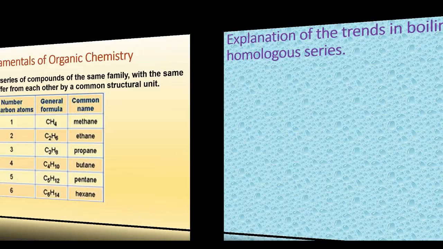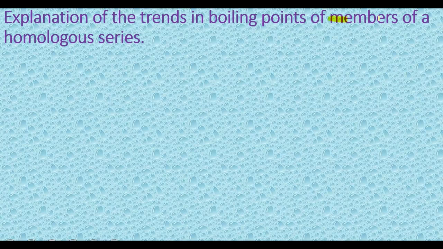Now we will look into the properties of the members of a homologous series. Before looking into the trends in the boiling points of the members of a particular homologous series, we'll take the example of alcohols.